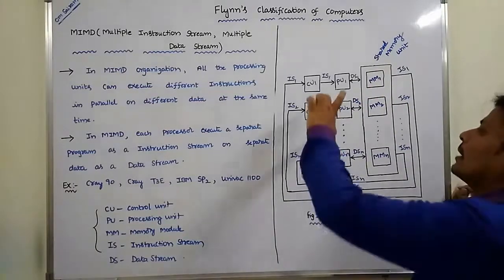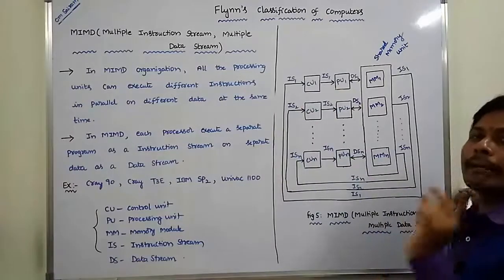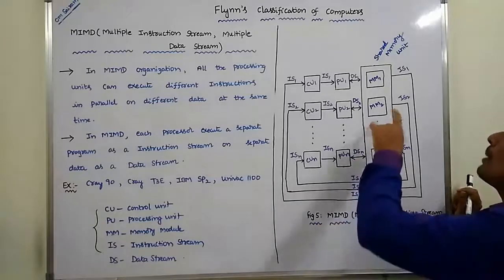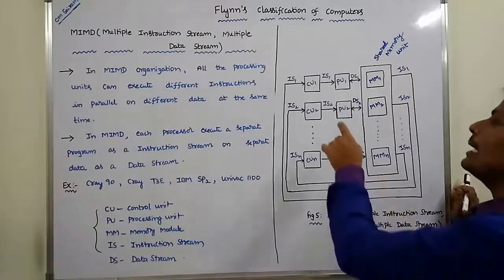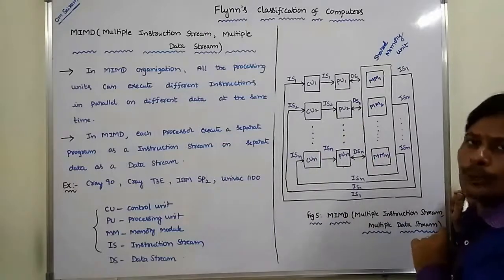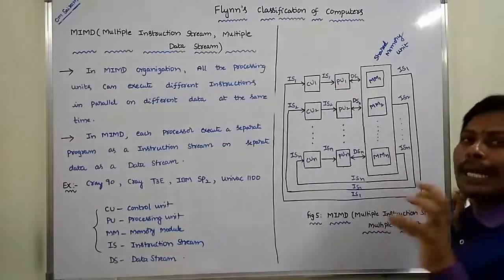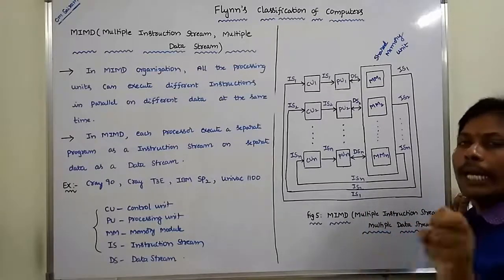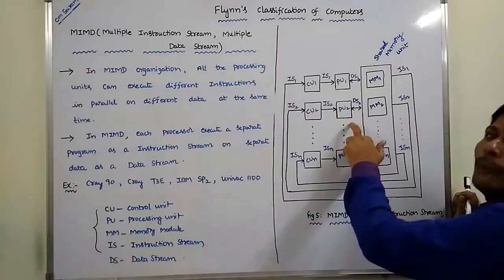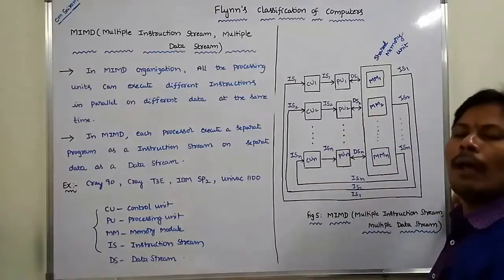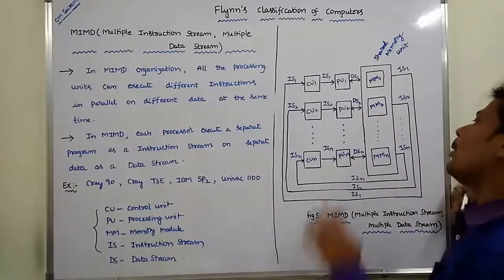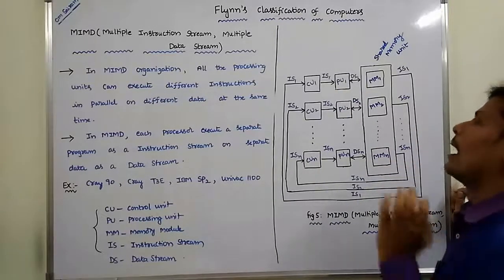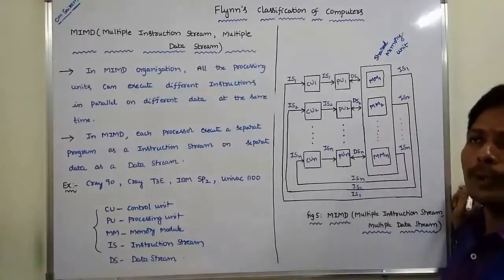Next, control unit 2 can read the instructions as an instruction stream from memory module 2 and send it to processing unit 2. Now the processing unit can take the instructions from control unit 2 that are read from memory module 2 with the data taken from memory module 2. Now processing unit 2 can execute those instructions and send the output to memory module 2.